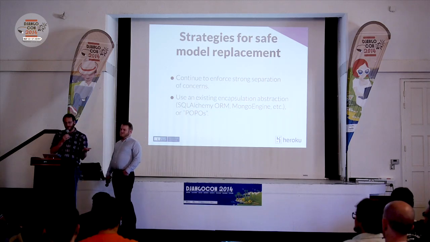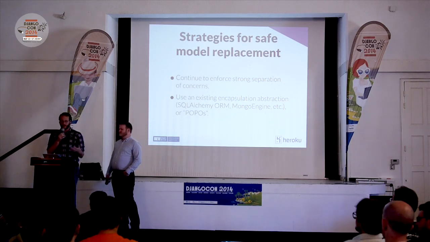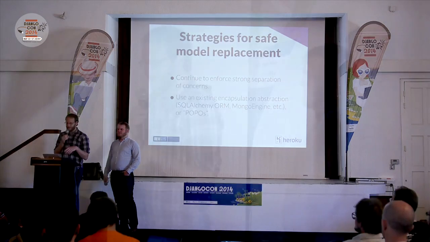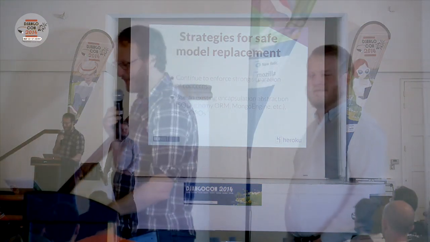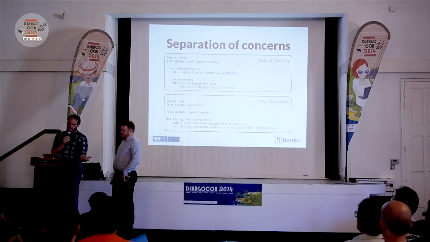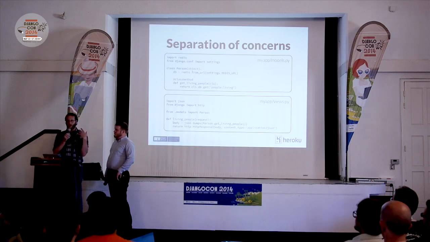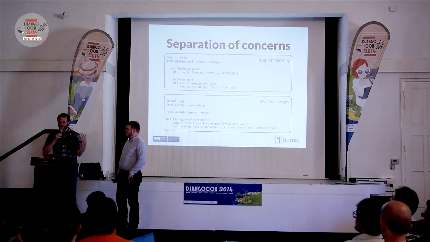I'd recommend, if there's an existing encapsulation layer for the data store that you want to use, SQLAlchemy, MongoEngine, etc., that you use that. Otherwise, what I've heard called POPOs, I hate that name, plain old Python objects. Just write a Python class. It doesn't need to subclass from anything, just subclass from object, and encapsulate your data logic into that class. This lets you do a very familiar separation of concerns step where you have a models.py that has a model object, and now in my views, I get a very nice person.getLivingPeople. It's a very easy abstraction. If I want to change how I'm storing my data, the shape of my data, it's very easy to do.